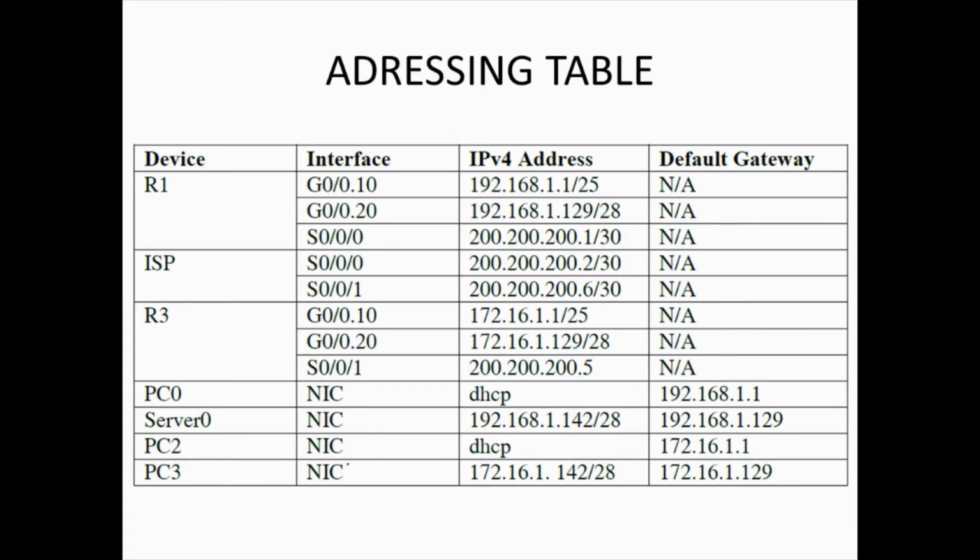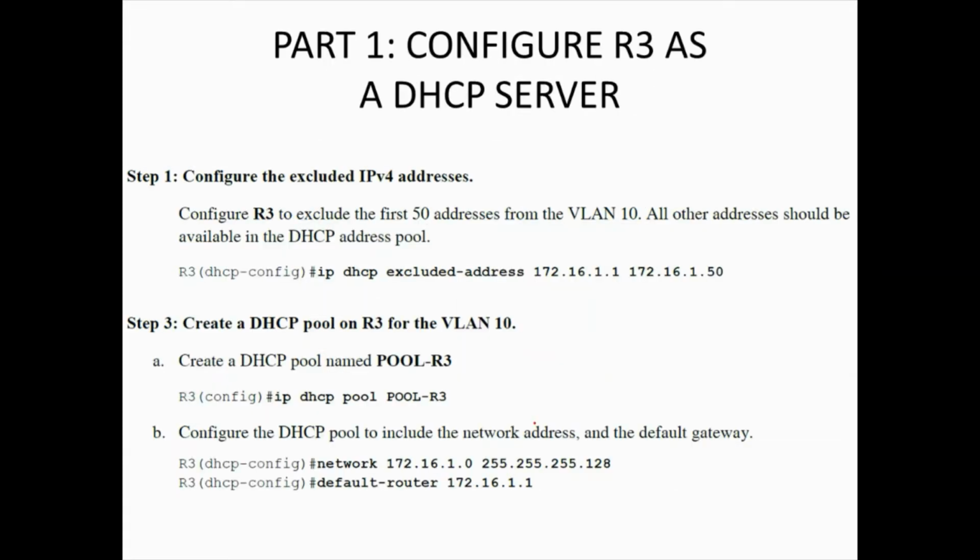So this is the addressing table that we have for today. If you look here, PC0, the IP addressing is on the DHCP mode, and the same goes for PC2, which is on the 172.16.1.0 network.